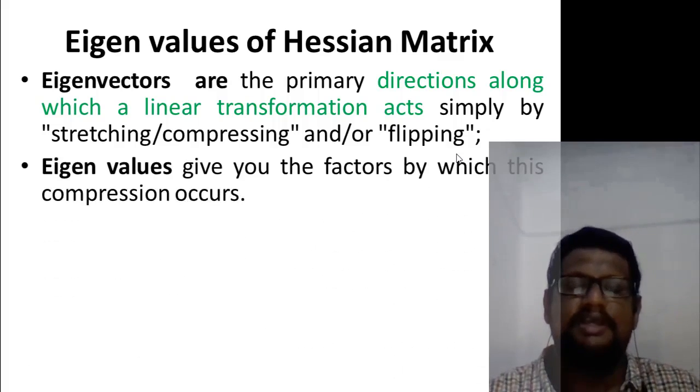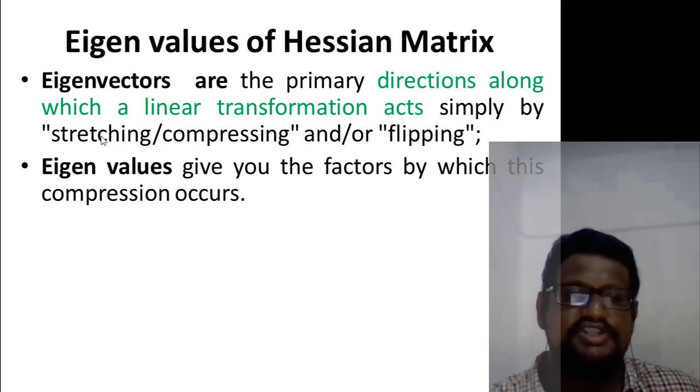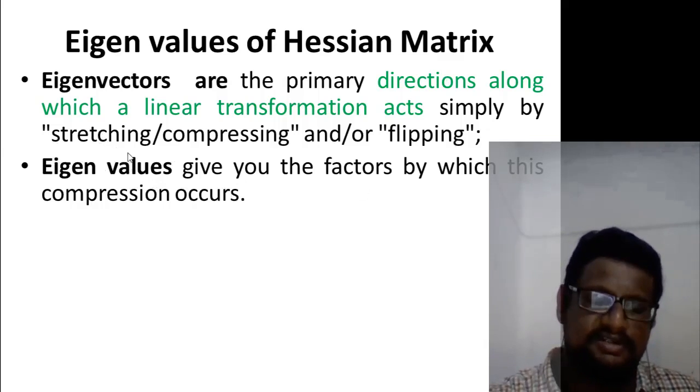And what are the eigenvalues? Eigenvalues are nothing but the scale that is being applied. Suppose you are doing stretching, the scale at which it is being stretched is called the eigenvalue. Eigenvalue gives you the factors by which the compression or stretching occurs.